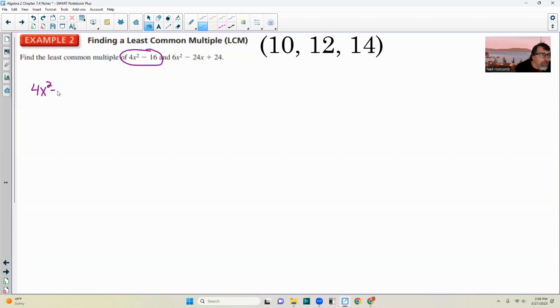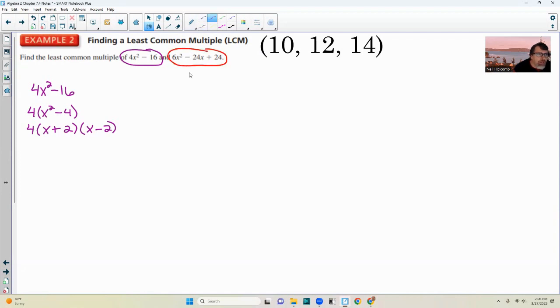4x squared minus 16. Always look for a greatest common factor first, and 4 will go into 16, so it is 4, leaving behind x squared minus 4. And I can simplify that because it's a difference of squares. So I'm going to do this, and the square root of the first term goes here, plus or minus the square root of the second term goes here. So when I FOIL this or multiply it all back together, I will get the original. So I got 4 times x plus 2 and x minus 2 from factoring that.